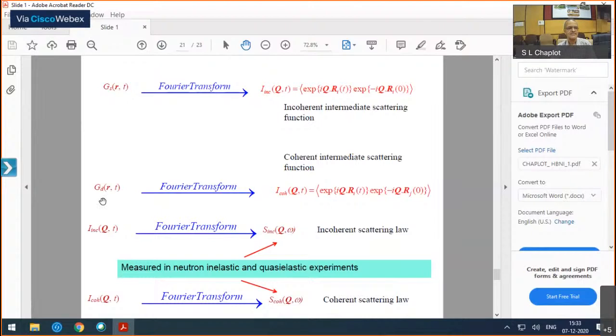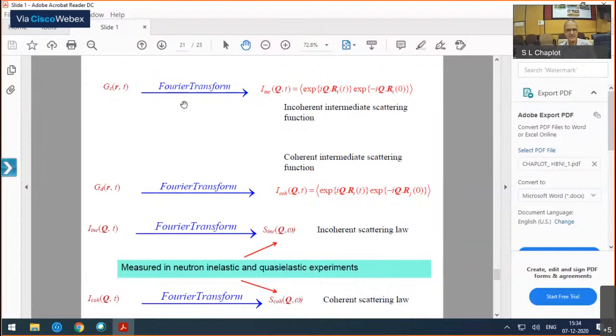Then we have this another function that is a distinct correlation function. It is a similar function, except that we have now two different atoms: r_i of t, that is the atom i at time t, and given that atom j was there at time t equal to 0. So again, these are the two position coordinates, and this gives a distinct correlation function, called the coherent intermediate scattering function.